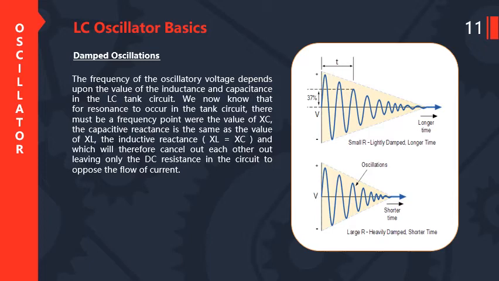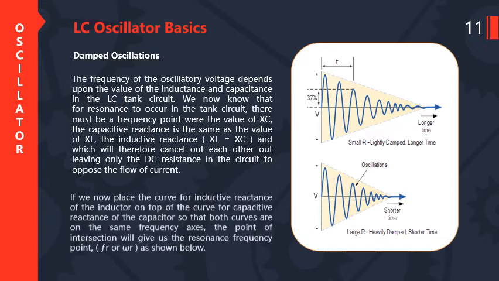We now know that for resonance to occur in the tank circuit, there must be a frequency point where the value of XC, the capacitive reactance, is the same as the value of XL, the inductive reactance. Means XL is equal to XC, and they will therefore cancel each other out, leaving only the DC resistance in the circuit to oppose the flow of current.